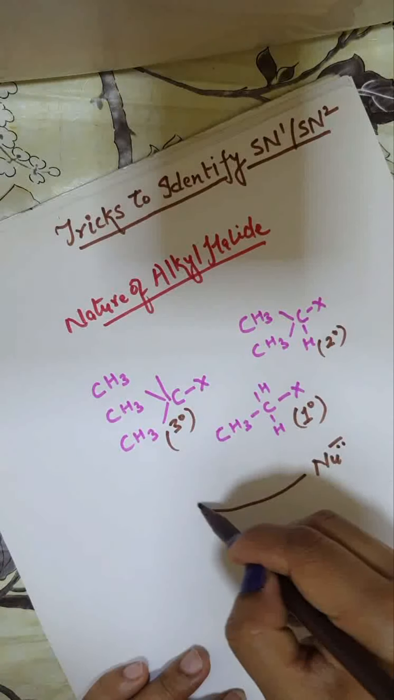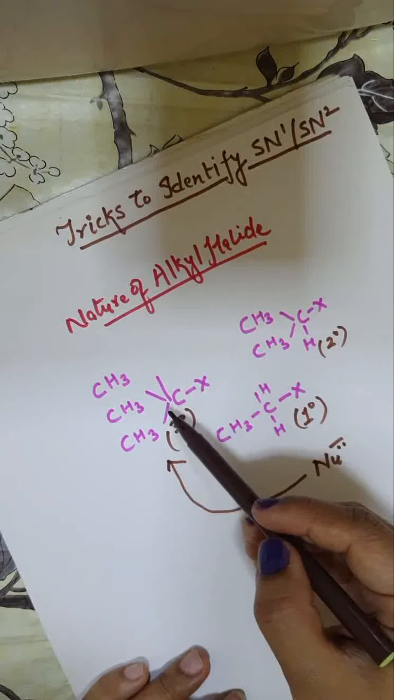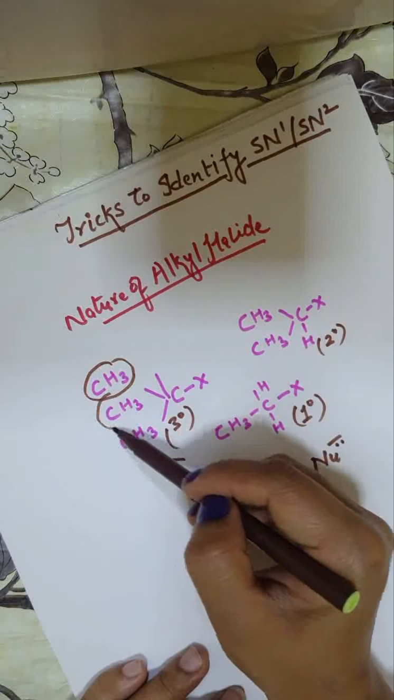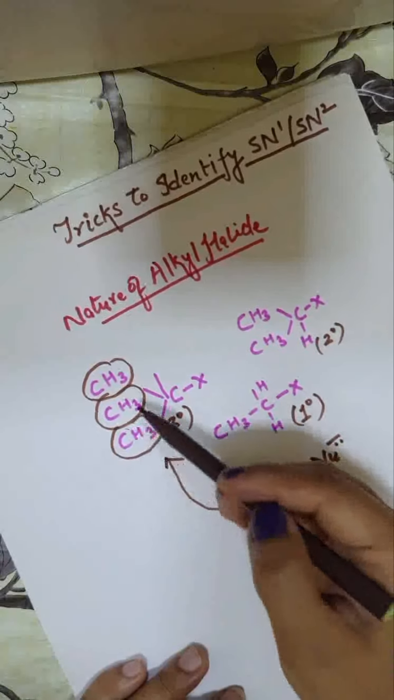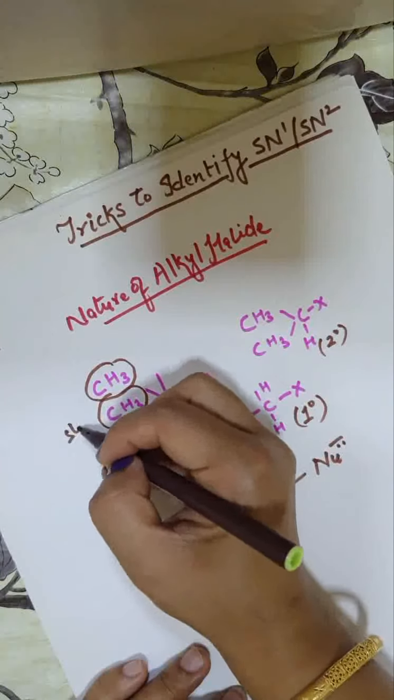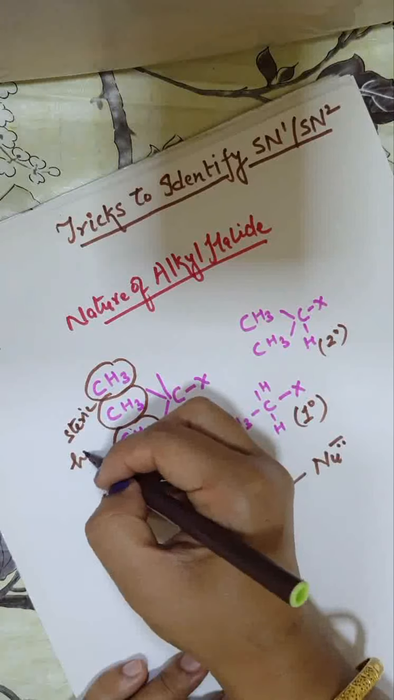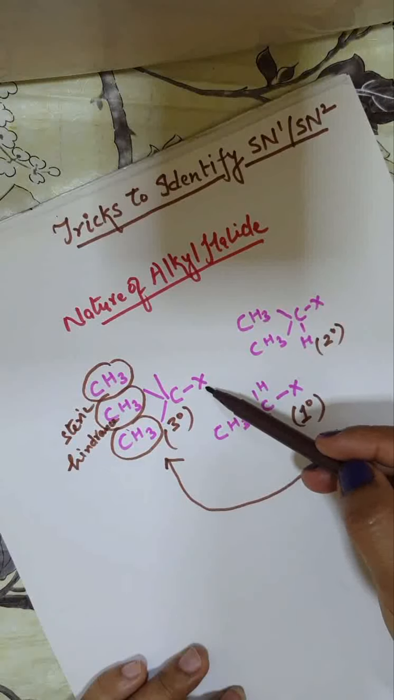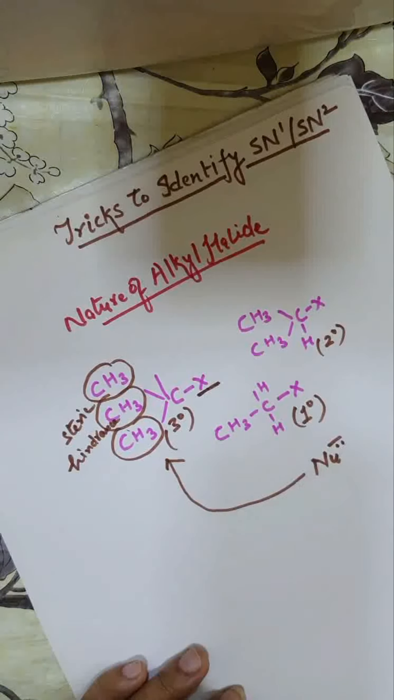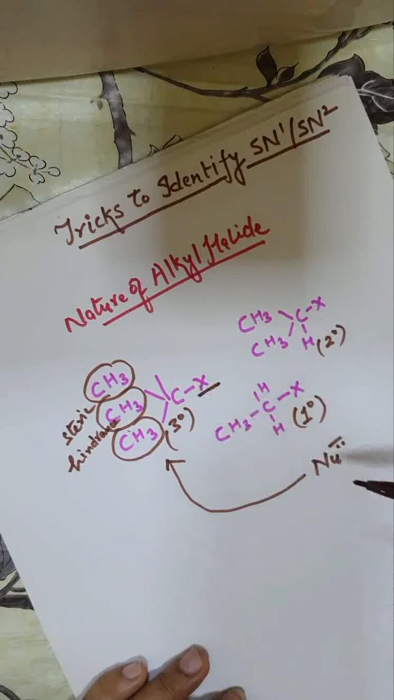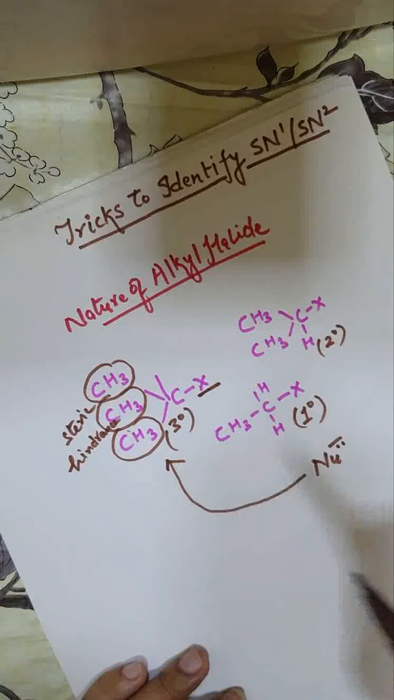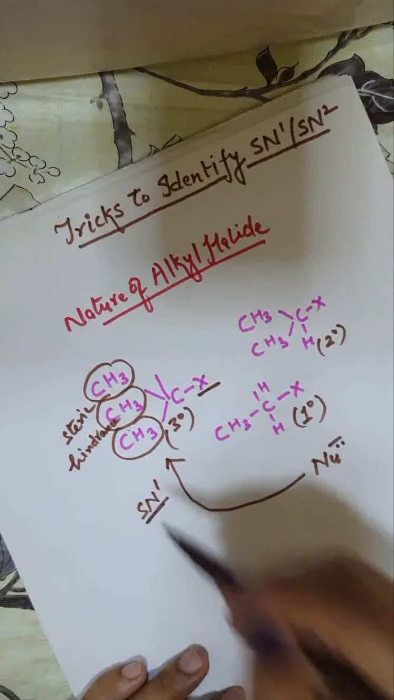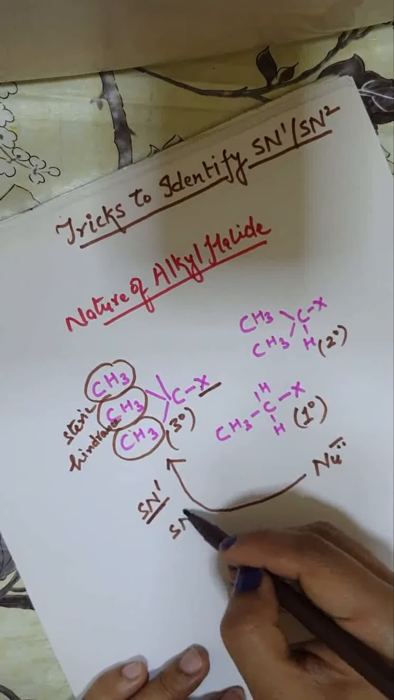If the nucleophile attacks the tertiary, then it can't attack from the back side because there are three large alkyl groups. So there is more steric hindrance. And if the nucleophile wants to attack from the front side, there is a halogen atom, so there will be repulsion between the halogen and the nucleophile. So in the tertiary alkyl halide, SN1 reaction is the only option. SN2 is not possible.